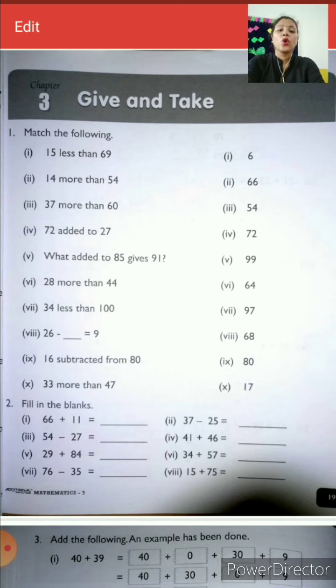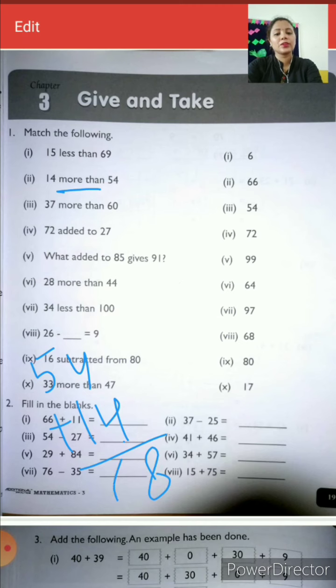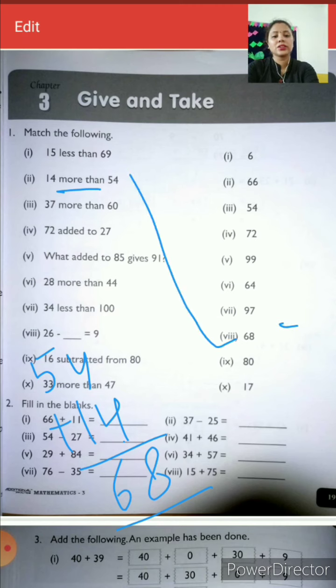Question number 2, 14 more than 54. More means addition. So 54 plus 14 is equal to 4 plus 4 is 8, 1 plus 5 is 6. So the answer is 68. Where is 68? Here. So just match it. The answer of question number 2 is 8th.